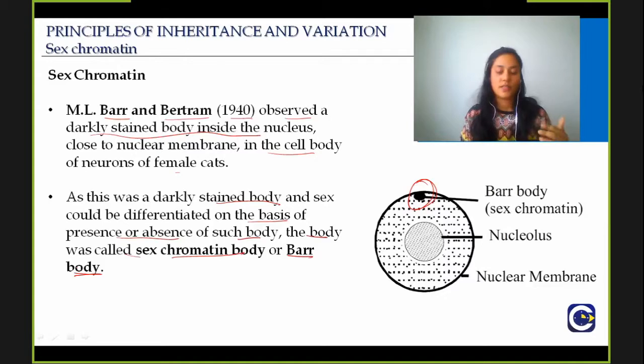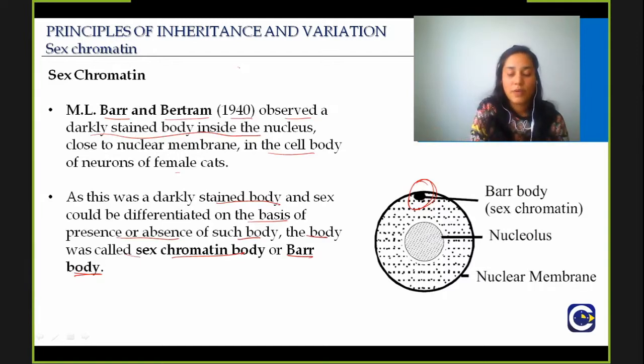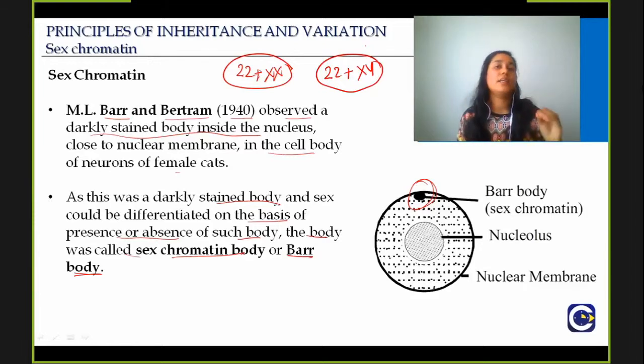Now what happens, guys? Let's again come to humans. He observed in cats, but humans is always the easiest to understand. We know that females have the composition 22XX. This is females. Every cell of the female has this composition and every cell of the male has this composition. In each and every nucleus of the body, it is 22 plus XX, 22 plus XY. Now you see here, females have 2 X chromosomes and males have only 1 X chromosome. This is not right, right?